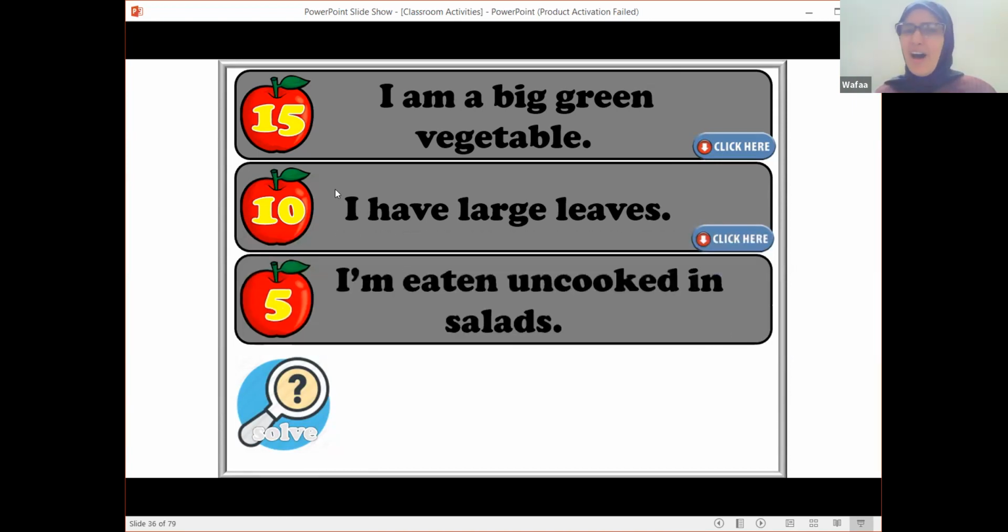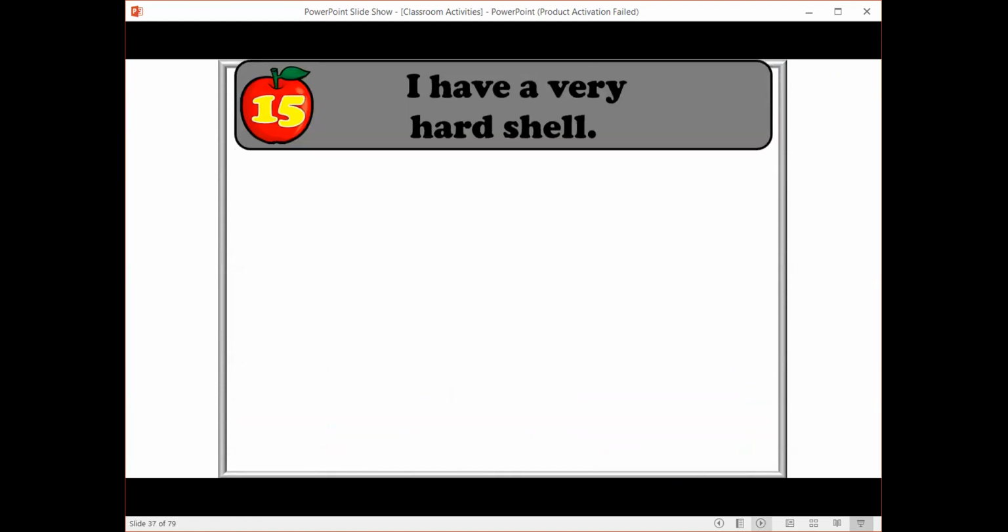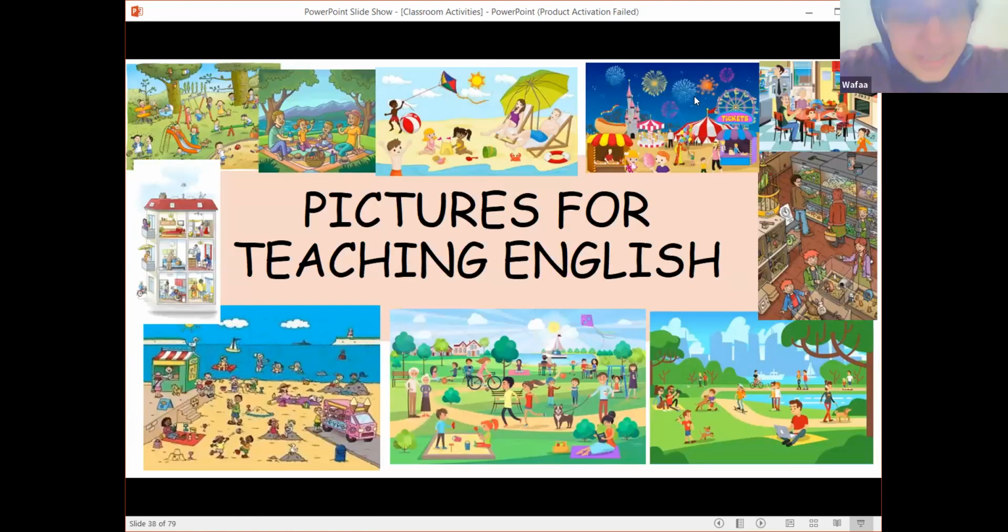And this one is, I am a big green vegetable. I have large leaves. I am eaten uncooked in salads. This is lettuce. Carrots. Well, and cabbages also. Yeah, now what about these?